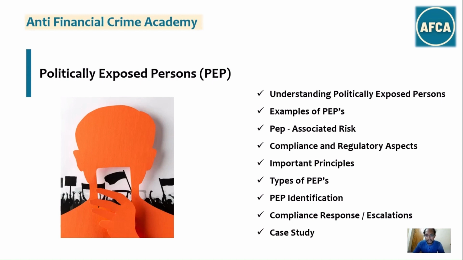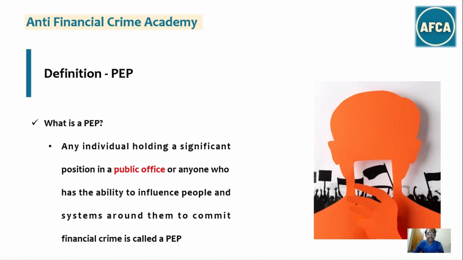And then we can see how we identify a politically exposed person, and then look into the compliance response or the escalation. What would a bank do if they identify a politically exposed person? And finally, we can also look into a real life case study. So let's start by defining politically exposed persons.